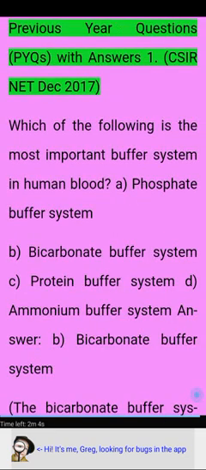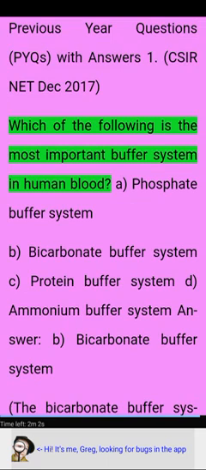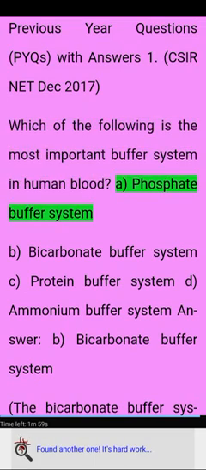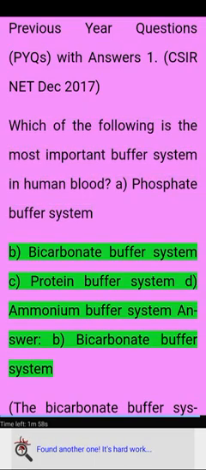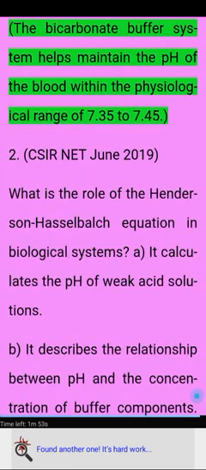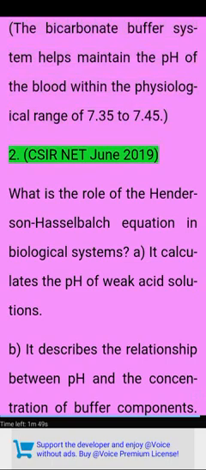Previous year questions (PYQs) with answers. 1. CSIR NET December 2017. Which of the following is the most important buffer system in human blood? A. Phosphate buffer system. B. Bicarbonate buffer system. C. Protein buffer system. D. Ammonium buffer system. Answer: B. Bicarbonate buffer system. The bicarbonate buffer system helps maintain the pH of the blood within the physiological range of 7.35 to 7.45.